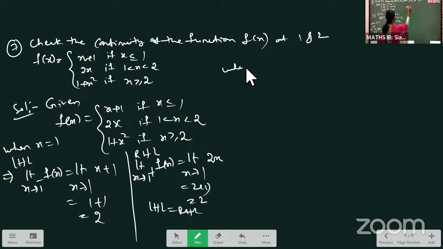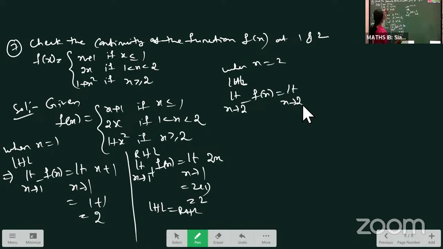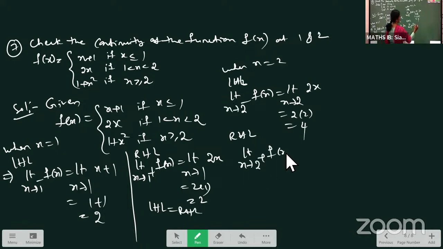Next, when x is equal to 2, left hand limit. Limit x tends to 2 minus f of x. 2 minus means when x is less than 2, the value is 2x. Substitute the limit, 2 into 2, it is 4. Now find out RHL, limit x tends to 2 plus f of x. 2 plus means x more than 2, it is 1 plus x square. So 1 plus 2 square, that is 5.